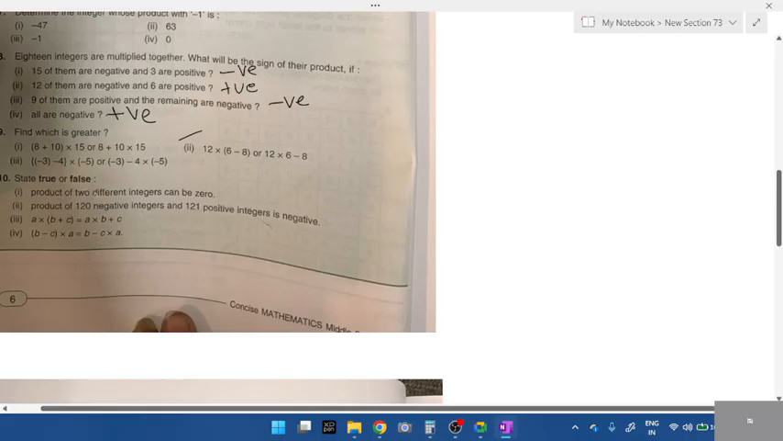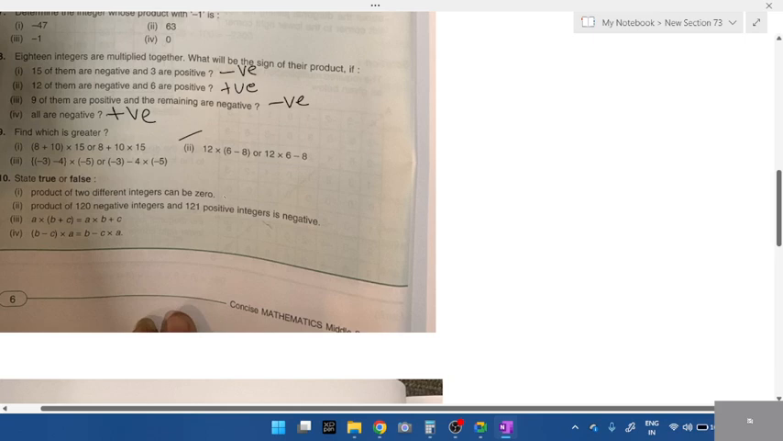True or false? Product meaning is multiplication. Clear? What's the meaning of product? Yes, multiplication. Multiplication of two different integers can be 0. Just convert it. Product of two different integers can be 0. Is it true or false?